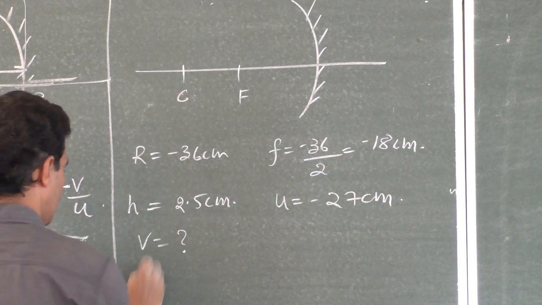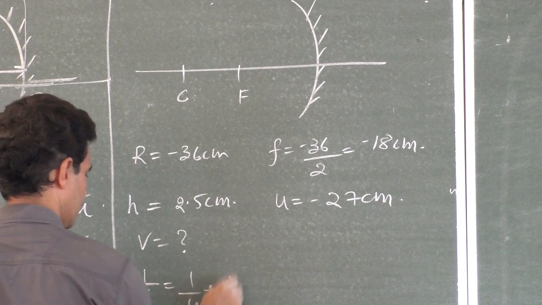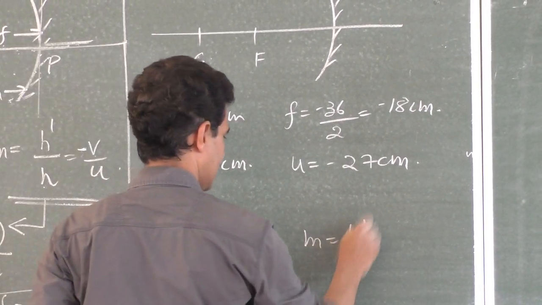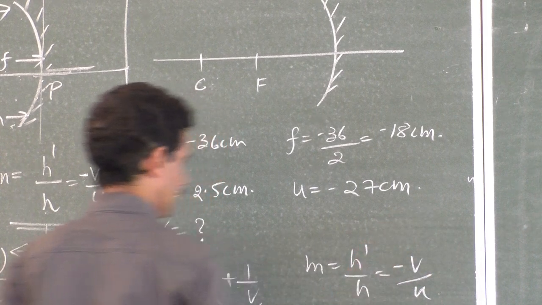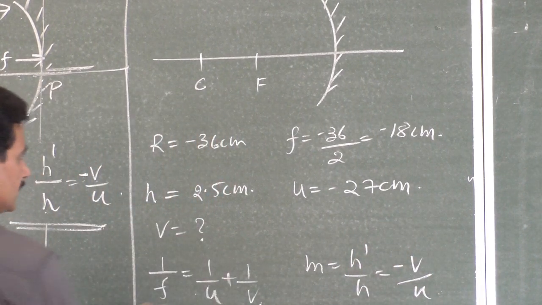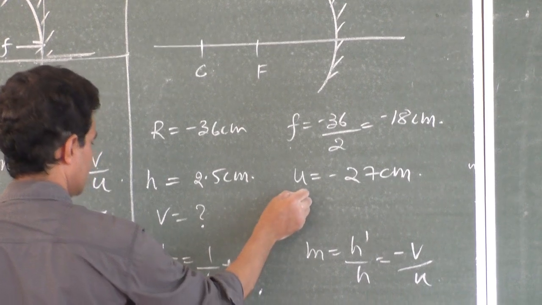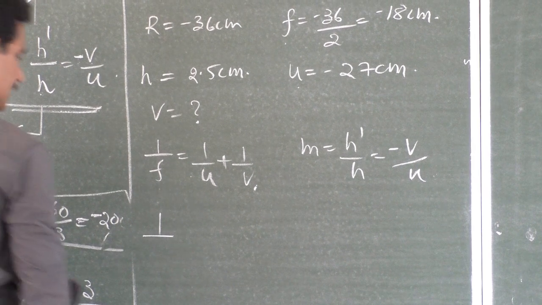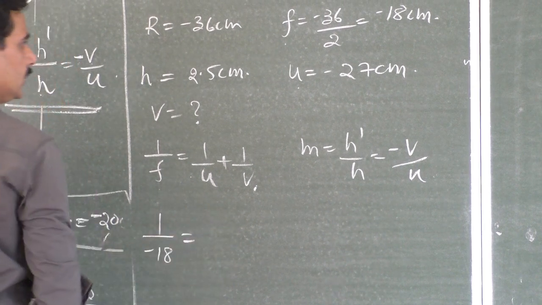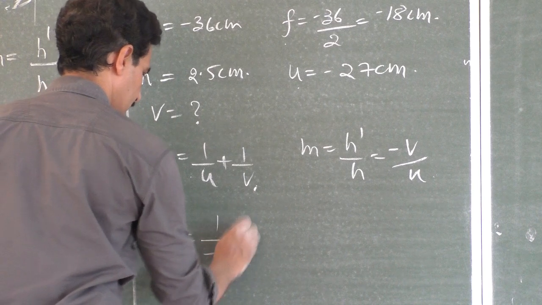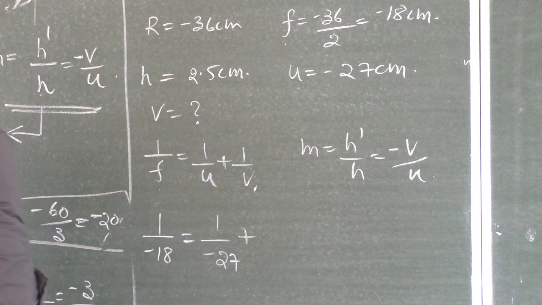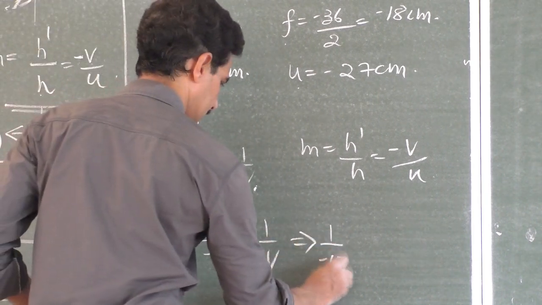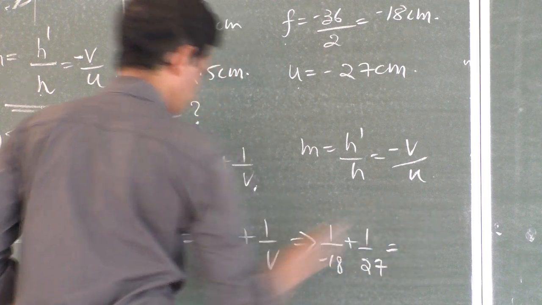That is the question. So 1 by f is equal to 1 by u plus 1 by v. That is our formula, and m is equal to h dash by h is equal to minus v by u. I think we can use this formula directly. Focal length is known, object distance is known, image distance has to be found out. 1 by f, focal length minus 18, is equal to 1 by u, 1 by minus 27, plus 1 by v. 1 by v is to be found out. That implies, bring this here, 1 by minus 18 plus 1 by 27 is equal to 1 by v.